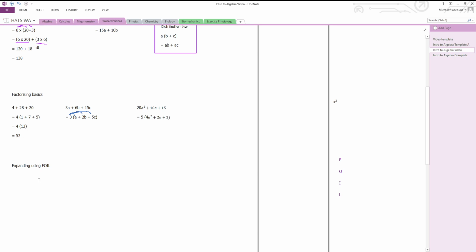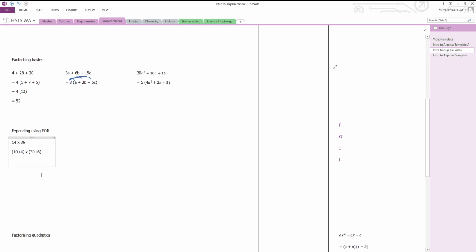So expanding these, we would have something like, let's say 14 times 36. This is a really basic, just numeric example. 14 times 36. Very hard to do in your head, but you can simplify it. So we could say that's the same as 10 plus 4 times 30 plus 6. We split it into the 10s and the 1s. That's often what you do when you do your sort of short multiplication, like you do your short division, that sort of thing. When you use those techniques, you're basically doing that. So you're splitting into the 10s and the 1s, and you're multiplying it through.